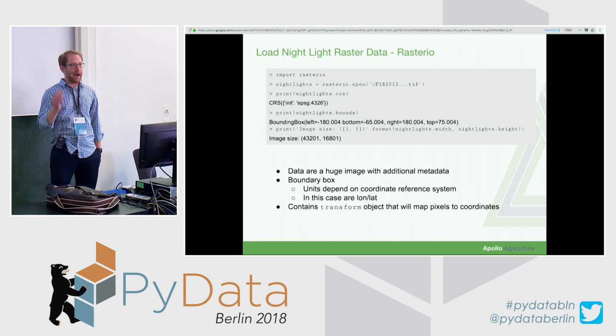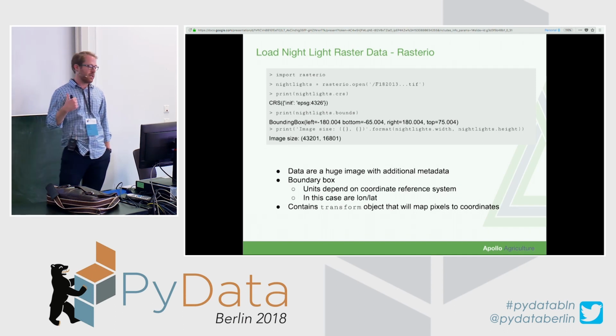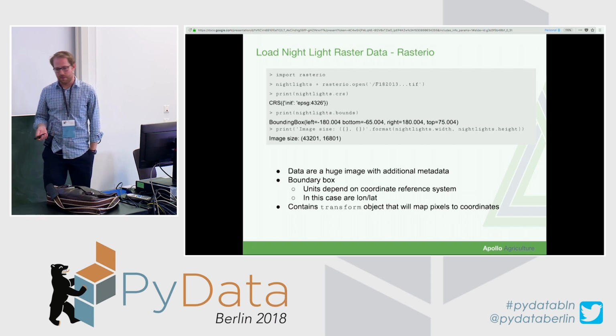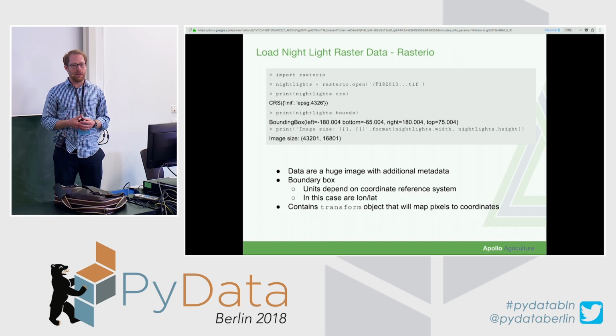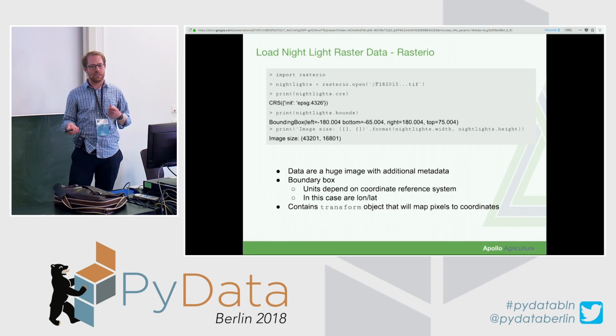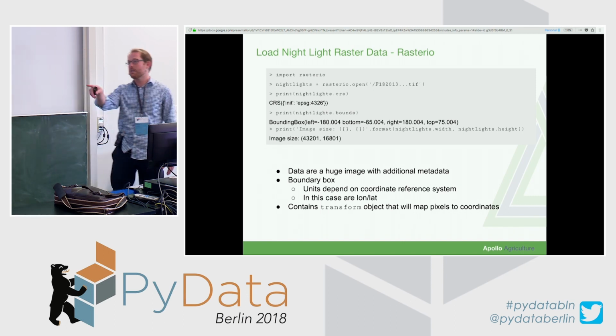We can also look at the boundary of this image, which gives us a bounding box. The important thing to recognize is that the units here match your coordinate reference system, so the units of the bounding box are in degrees lat long. Then we can look at the image size. This is a massive image. I can't even plot this image on my computer; it will crash. But we do have the ability to use this metadata to map from the pixels to lat long. So we have that connection, and we can do any sort of calculation we want on the specific area of interest.